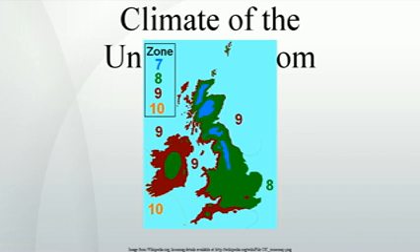Climate of the United Kingdom. The United Kingdom straddles the geographic mid-latitudes between 49 to 60 N. It is on the western seaboard of Eurasia, the world's largest land mass. These conditions allow convergence between moist maritime air and dry continental air.